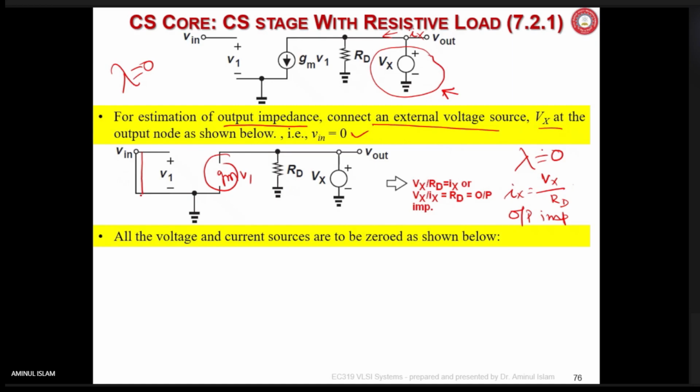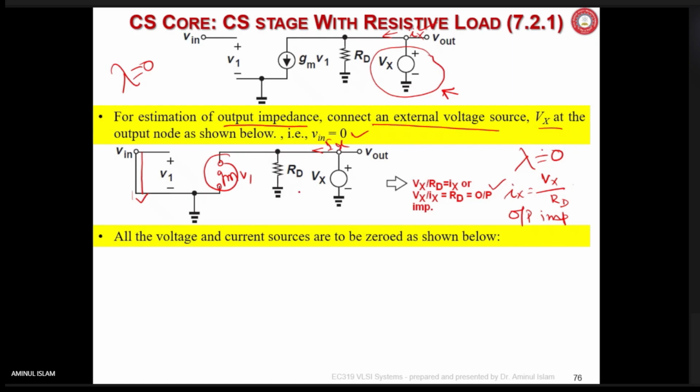And independent voltage sources should be zeroed. So that has been done here by shorting this one. This has been opened because GMV1 is 0, so it is opened. Then what you get is the current IX flowing like this. So Vx by RD equals Ix, or Vx by Ix equals RD, the output impedance. So the output impedance of this circuit is RD.